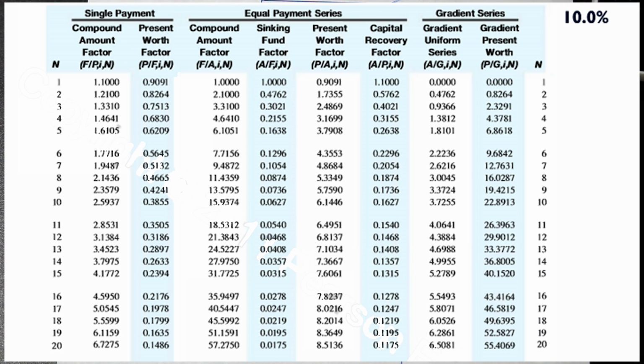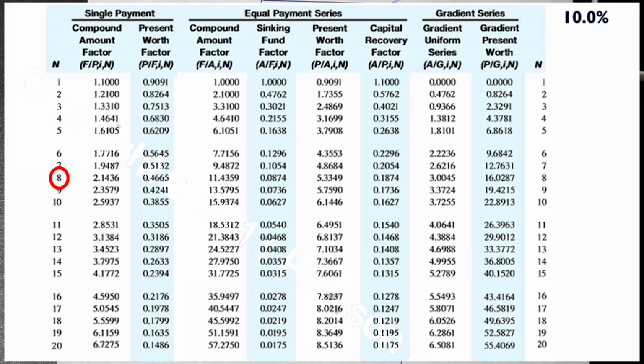The (1 plus i) to the n is calculated, and on the left side we have the n values, and on the top going across we have compound amount factor, present worth factor, etc. So really straightforward. All we need to do is find our number of periods. We're on the 10% table, so go to n and come down, and we have 8. N equals 8.